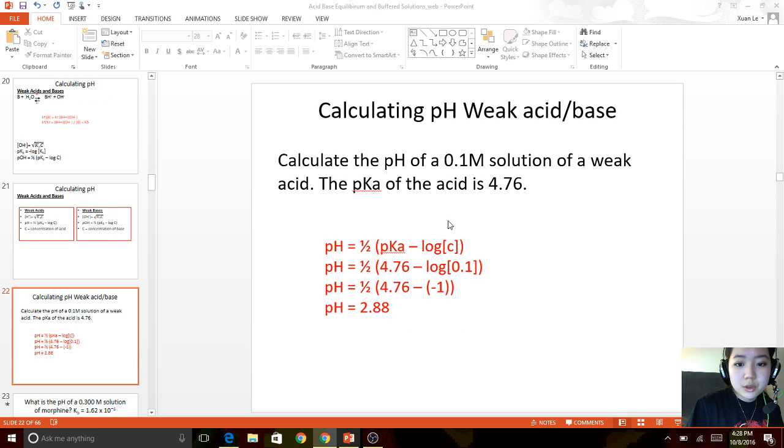So to solve this problem right here, to get the pH of the 0.1 molar solution of a weak acid, they give us the pKa, and then they also give us the concentration. So we're just going to plug in those numbers and multiply everything out and get 2.88.